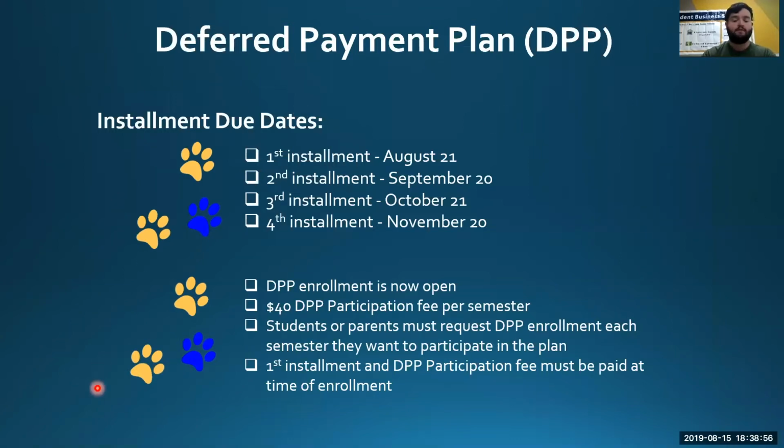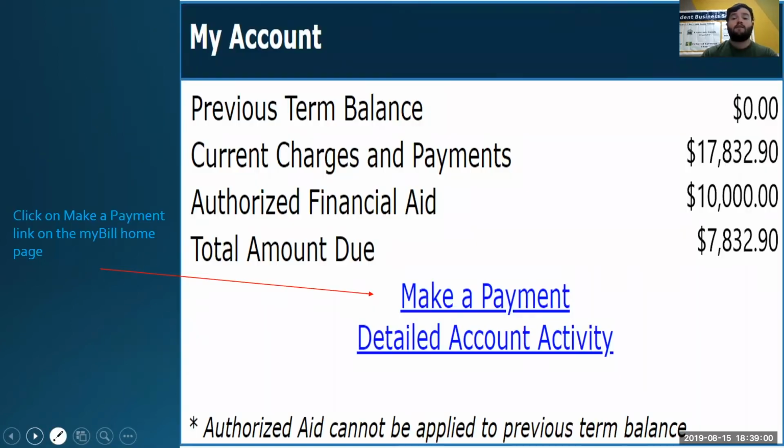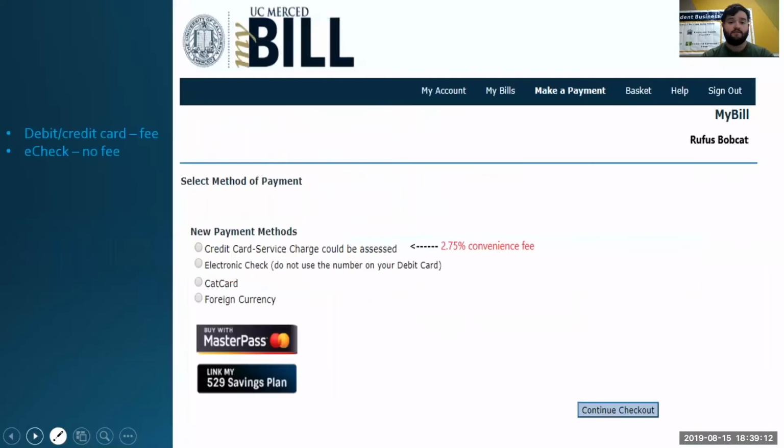Okay, let's keep going. If we go back onto the myBill homepage, you'll remember that on the top left-hand side, the same link where it says details, account activity, will actually have the make a payment link. If you click the link, it'll take you to the screen where you select your payment method after you check out.